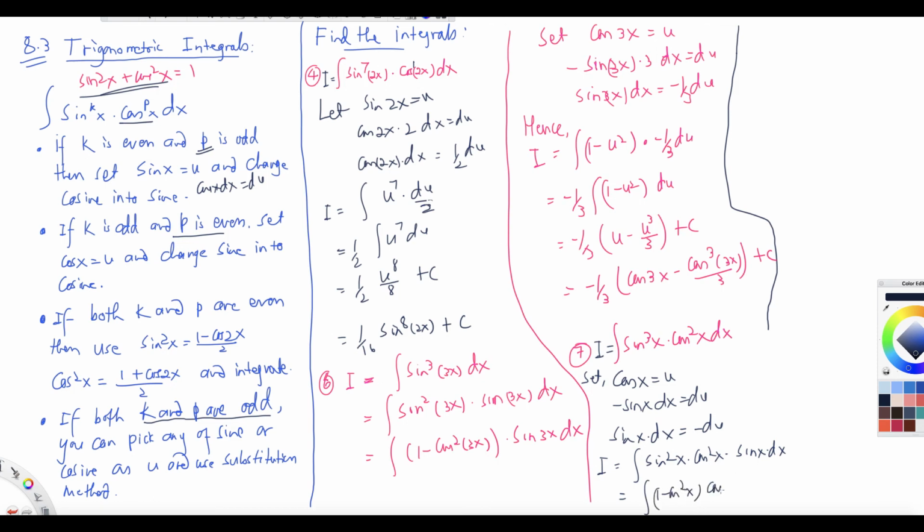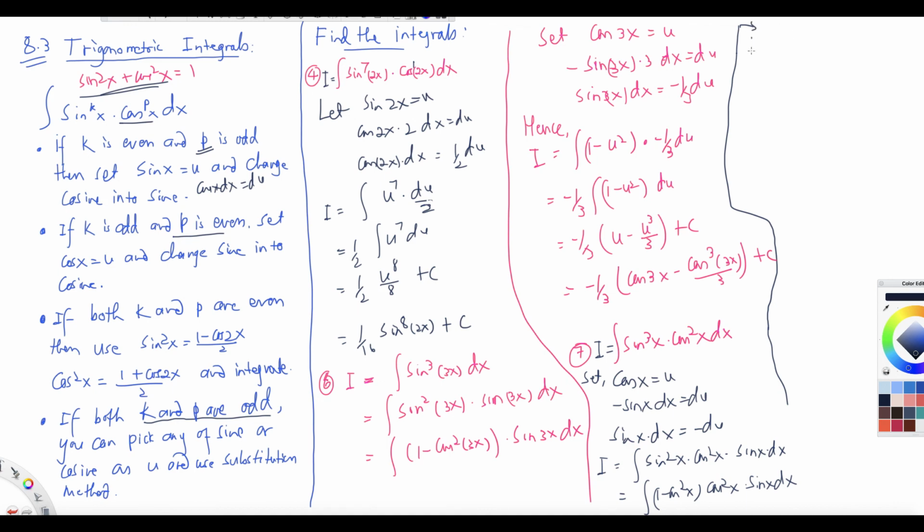And then cosine squared x, and then sine x dx. You may be curious, why did I move one of the sines to the end? It's because I can write sine x times dx equals negative du. That is the reason. Okay, so let me finish that problem here.